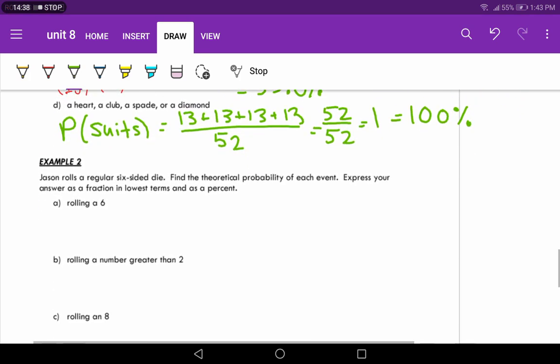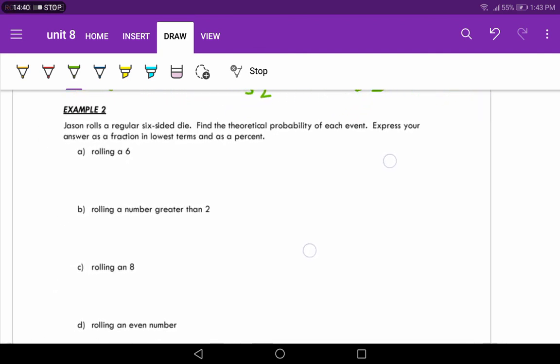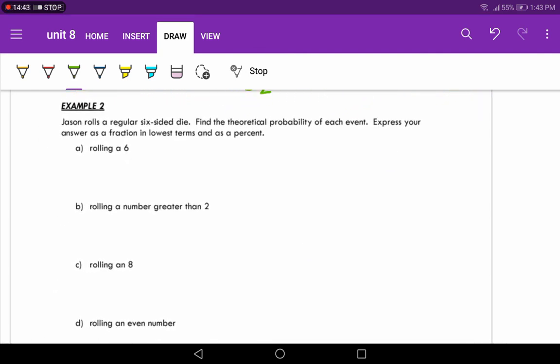All right. One last example here. It says Jason rolls a regular 6-sided die. Find the theoretical probability of each event. Express your answer as a fraction in lowest terms and as a percent. Okay, so we have just a regular six-sided die, which we should know has options of 1 through 6, right? So we need to figure out the probability of rolling a 6.